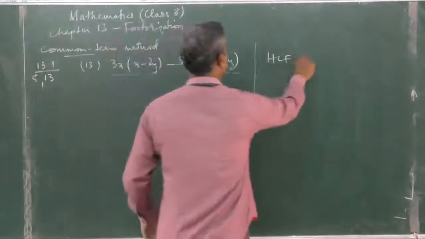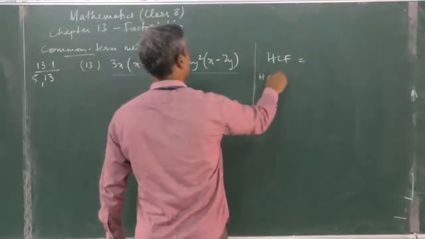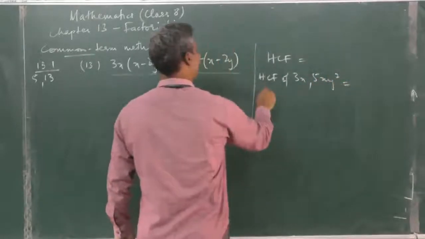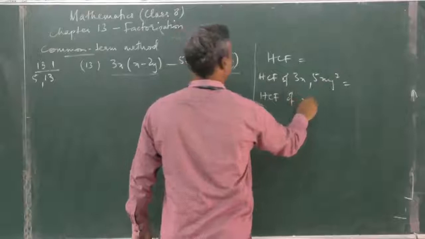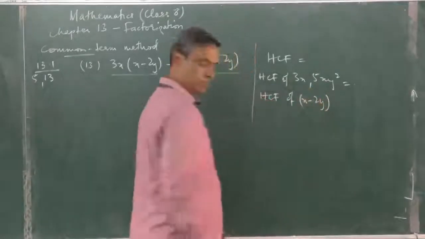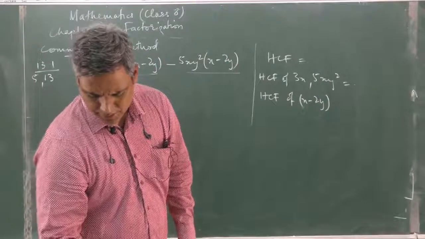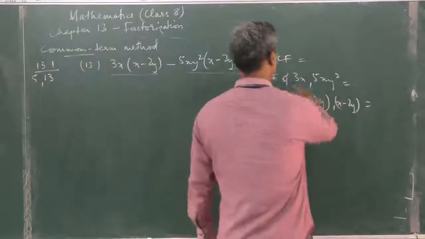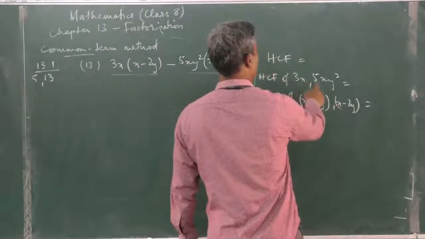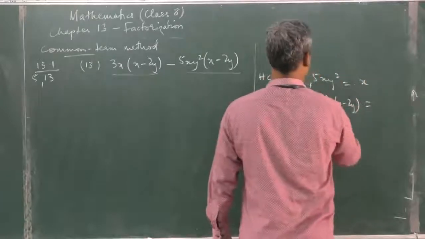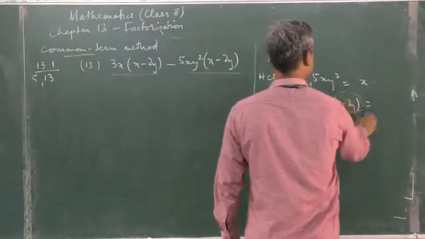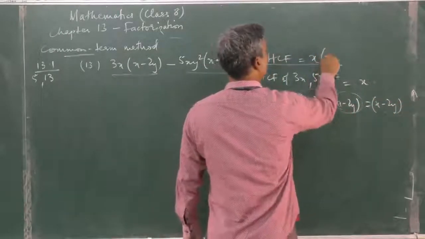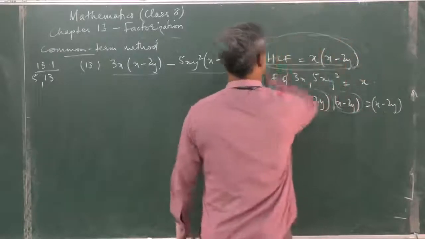So what I will do is, I will take what is outside the bracket first. HCF of 3x and 5xy square. And then I'll take HCF of what is inside the bracket. So if you look at it, 3 and 5, no common factor, x is there, that's only, and over here both are the same, x minus 2y. The HCF which I am going to use is x into (x minus 2y). That is the first step.